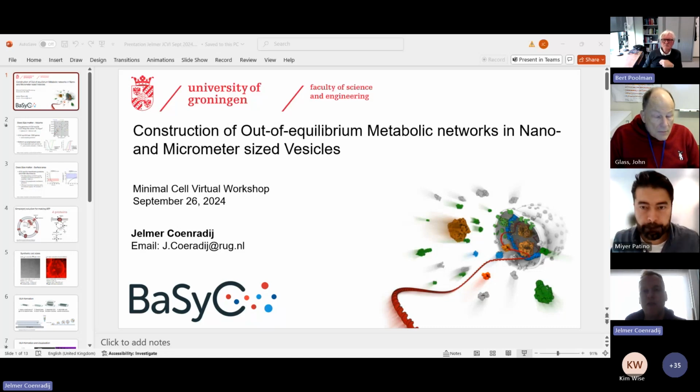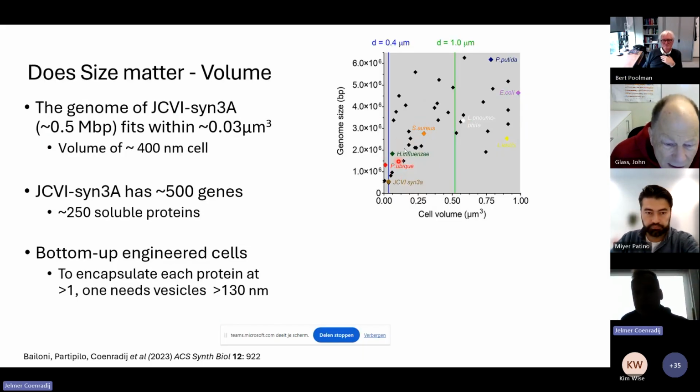And this volume Jelmer, is very similar. Yes. Jelmer, I don't see your next slide. So it's Oh, okay. So basically what I was trying to do is to explain this graph.